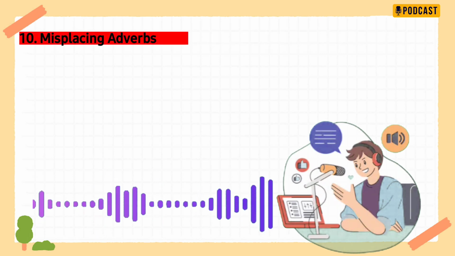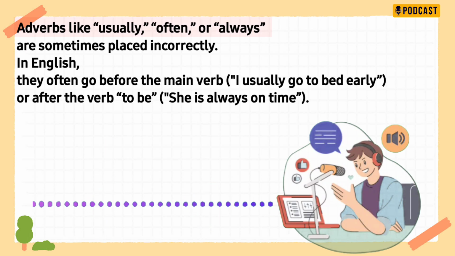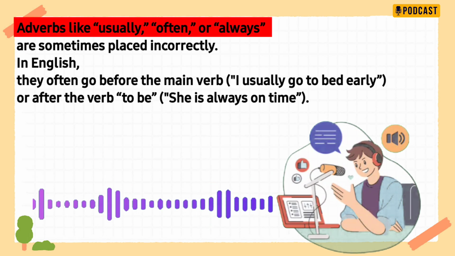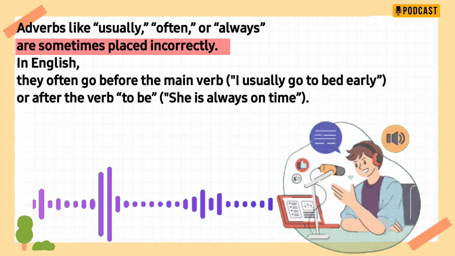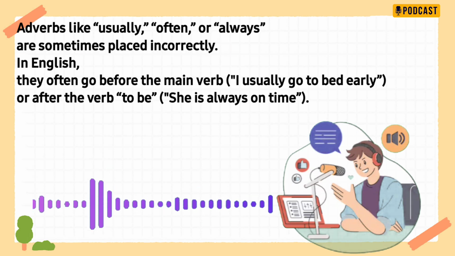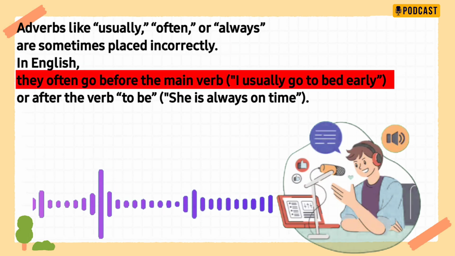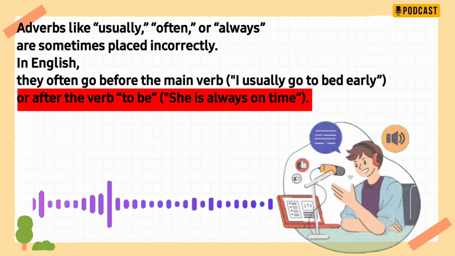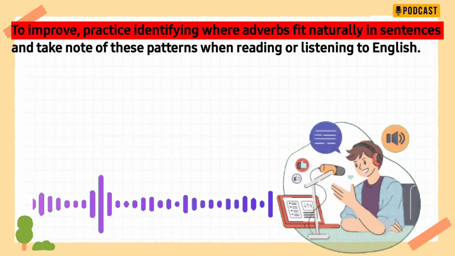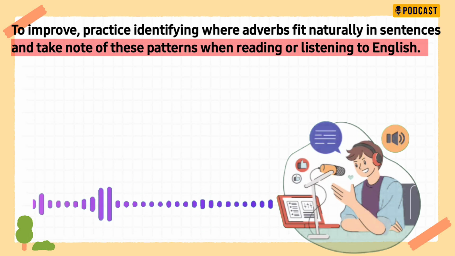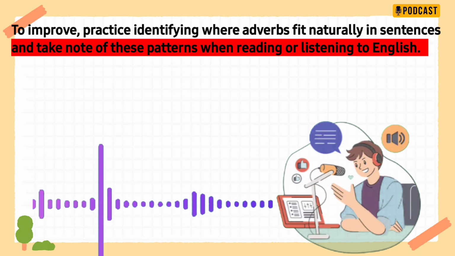10. Misplacing adverbs. Adverbs like usually, often, or always are sometimes placed incorrectly. In English, they often go before the main verb, I usually go to bed early, or after the verb to be, she is always on time. To improve, practice identifying where adverbs fit naturally in sentences and take note of these patterns when reading or listening to English.